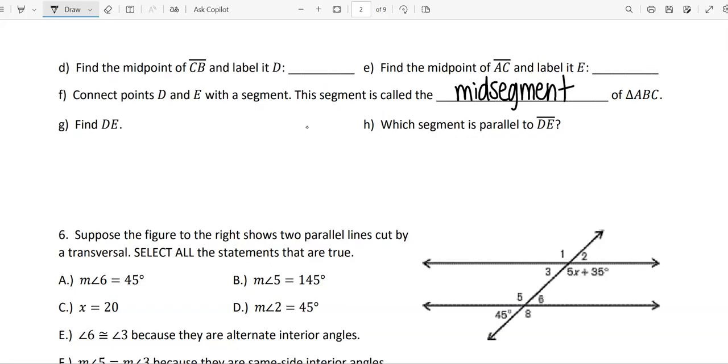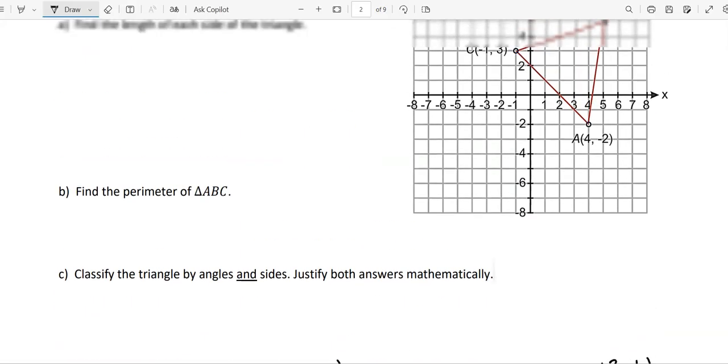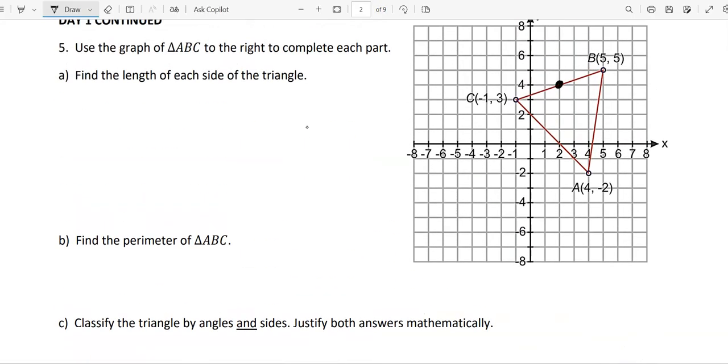What'd you find for point D? This is day 1, number 5. 2, 4. And then what'd you find for point E? 3/2 and 1/2. So on your graph, D should be here, and E was here. You're just finding the middle of each side, and you're supposed to connect it with a line segment. That is called your mid-segment because you're connecting the midpoint of each side and making a segment out of it. So middle segment, mid-segment.